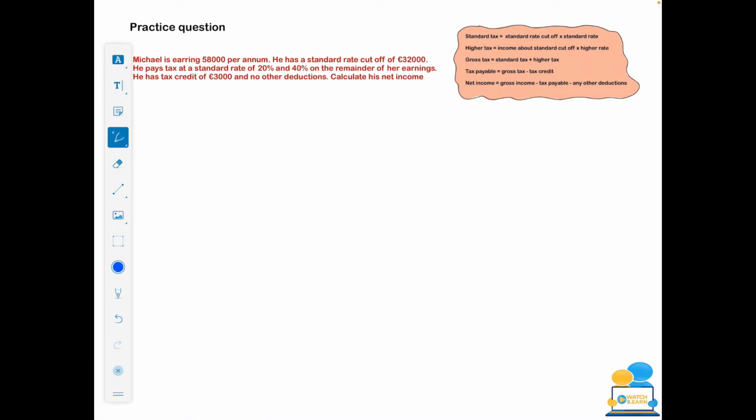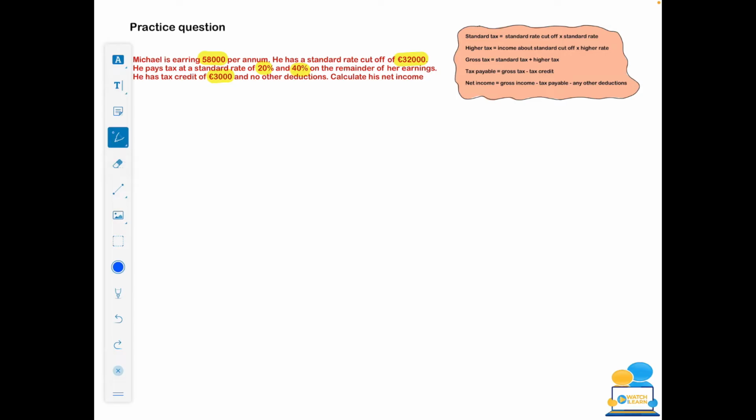I have my formulas just copied up there in the top right hand corner, so we're going to be referring to those all the time. Now, when I'm reading my question, I'm going to be marking off key bits of information as I go through it. So Michael is earning 58,000 per annum. Okay, so 58,000 per year, per annum just means per year. He has a standard rate cut off of 32,000. He pays tax at a standard rate of 20%, so that's his standard rate, and 40% on the remainder of his earnings. So that's going to be his higher rate. He has tax credit of 3,000 and no other deductions. Calculate his net income.